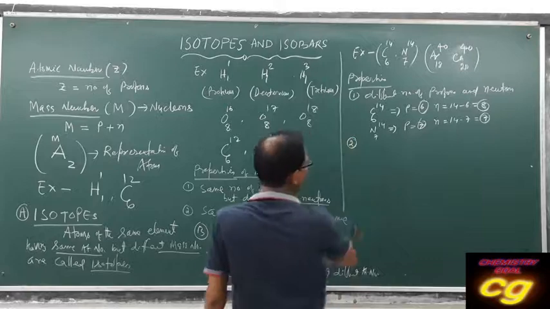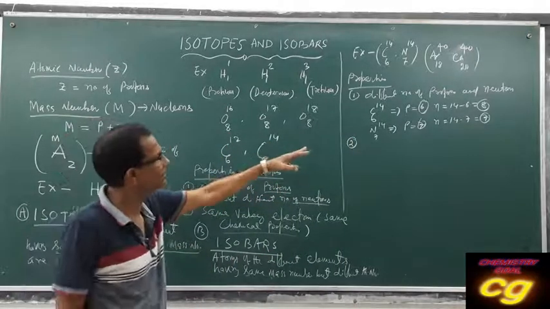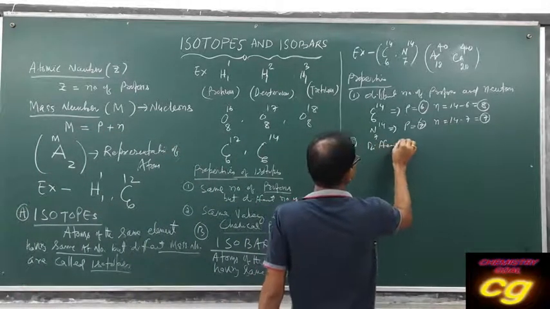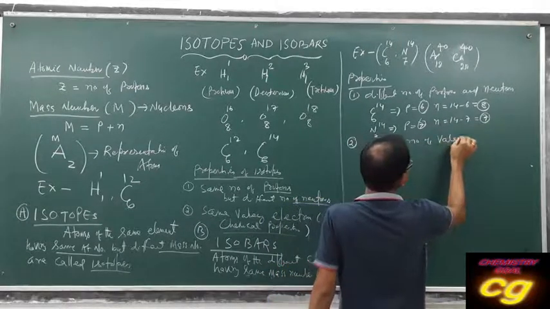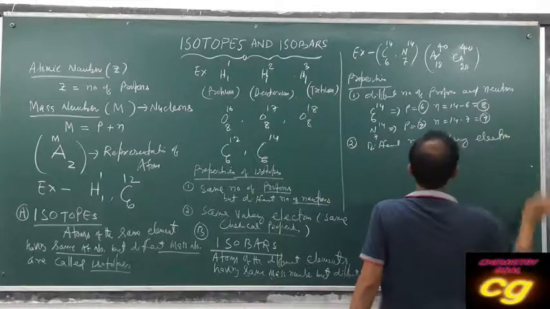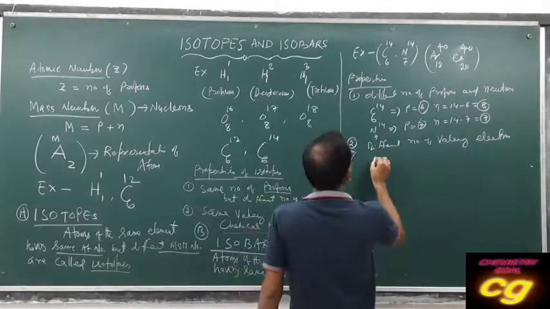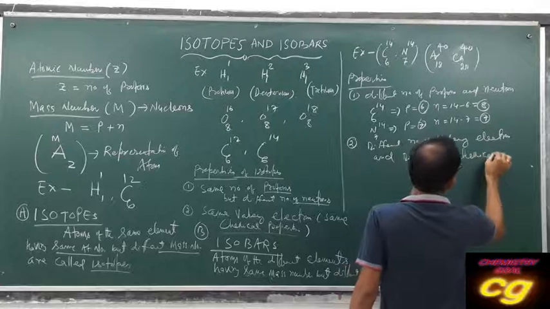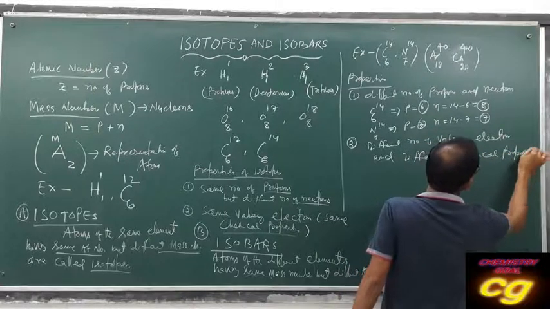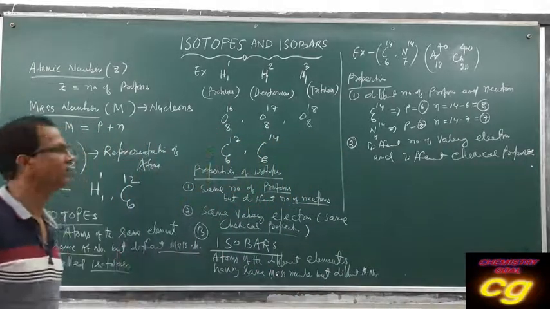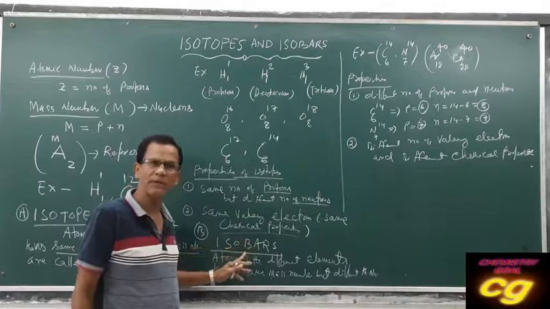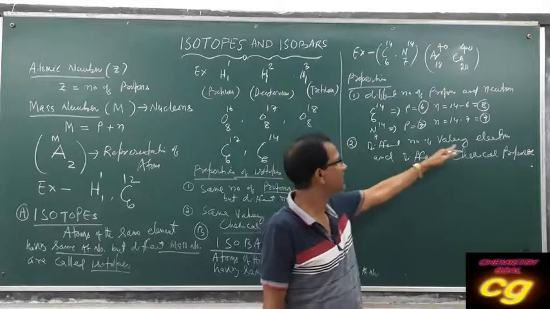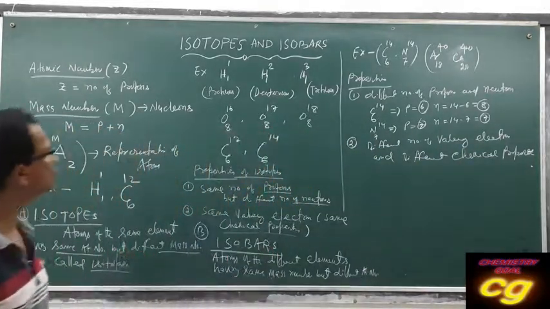And another important thing: they have a different number of valence electrons. Valence electrons are different, so they have different chemical properties. In isotopes, chemical properties are the same because of the same number of electrons. Here there is a different number of electrons, that's why different chemical properties and different valence electrons. So these are the isotopes and isobars.